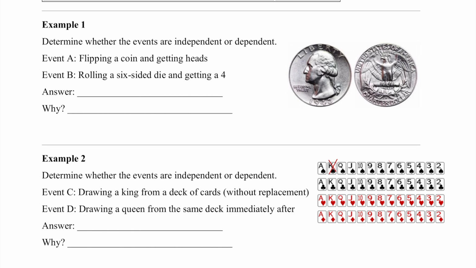Now, let's analyze it. Does getting heads on the coin flip change the probability of rolling a 4? No. The coin result has no influence on the die. Likewise, rolling a 4 does not affect the coin flip. Since neither event affects the other, the events are independent.